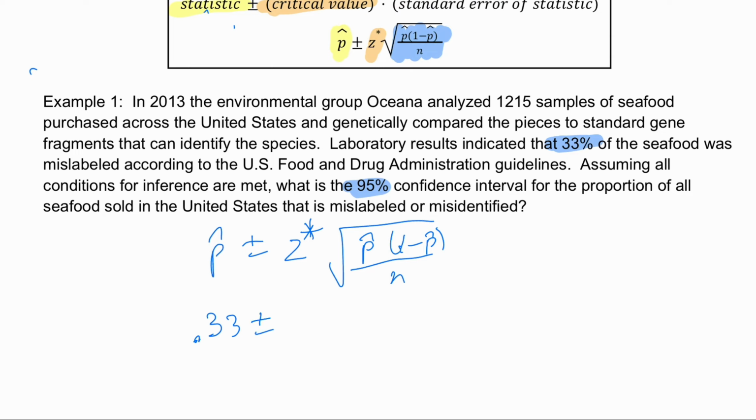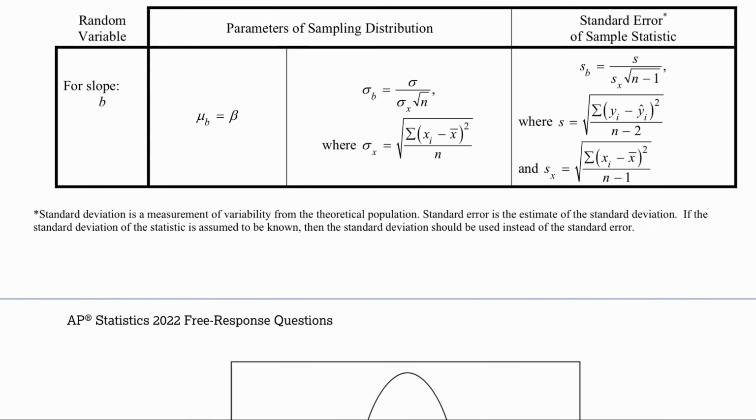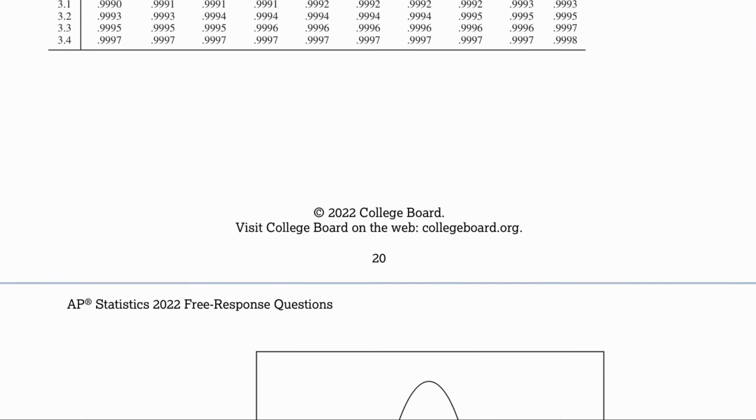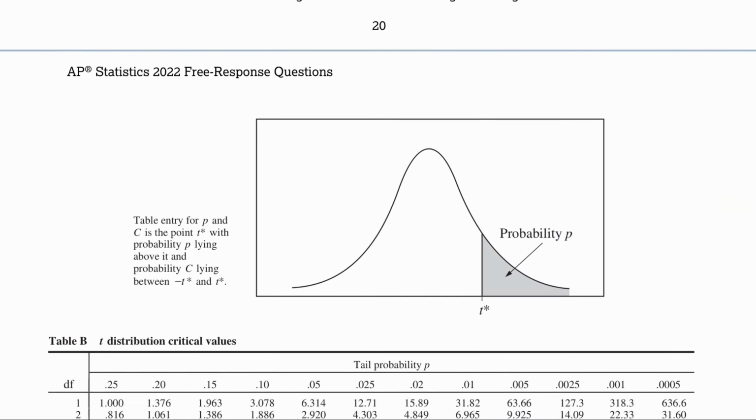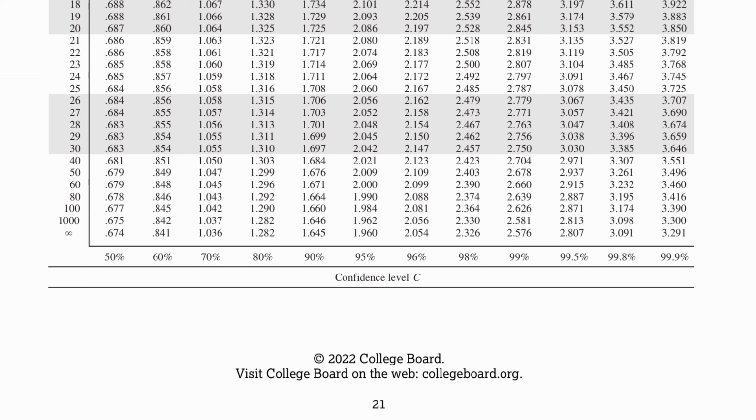Now, to find your z-score, this is where our reference tables are going to come into play again. So we're going to go over to these reference tables, and we're going to go all the way to the second to last page. The second to last page references the t distribution. Now, when you look at the bottom of this t distribution, you will notice confidence levels are right down here, and we're looking for a 95% confidence level. Since we're using z, it's actually this bottom row that's labeled infinity. So for the 95% confidence level, the z-score would be 1.96.